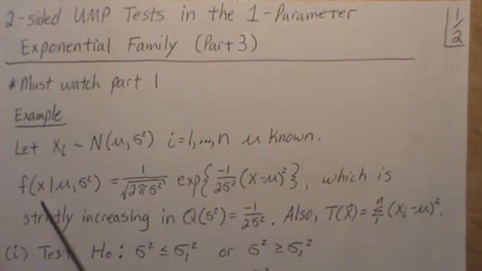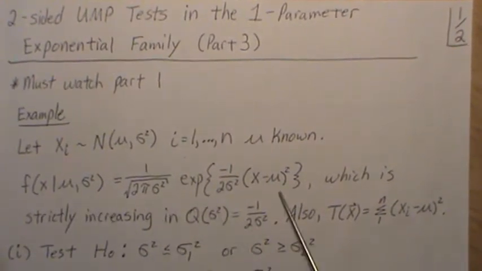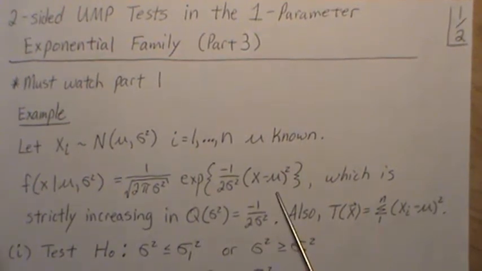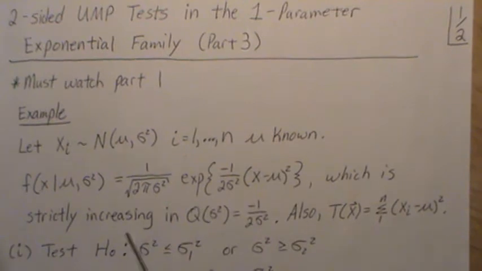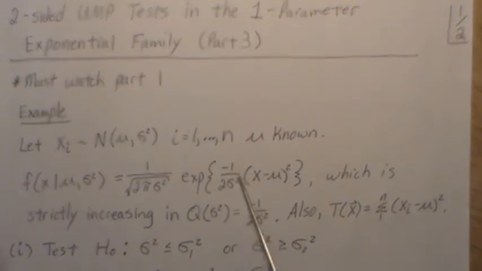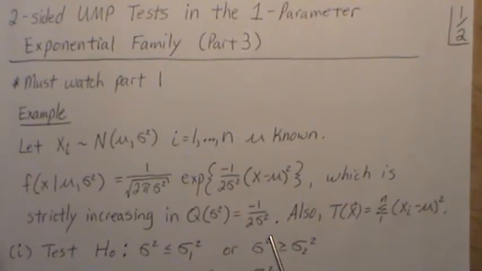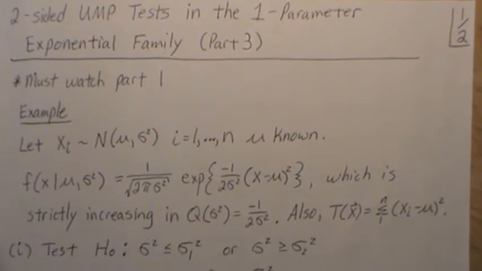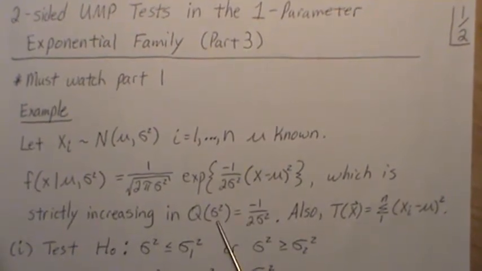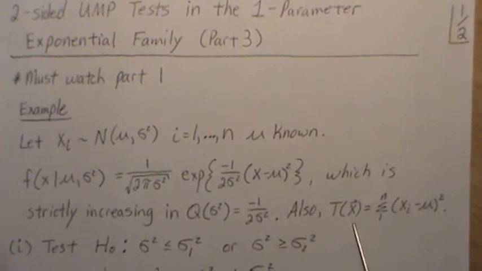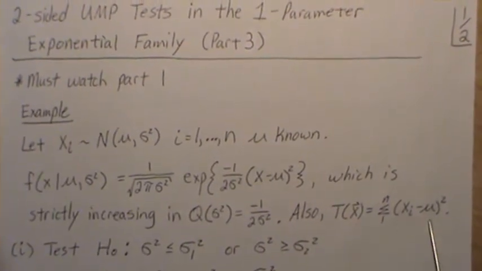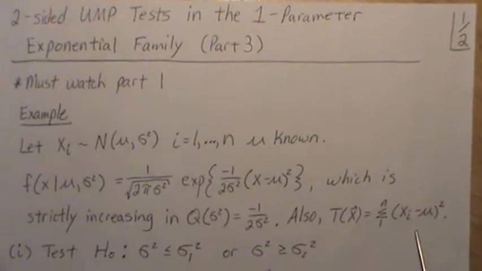So the density for a normal distribution, of course, is this. Now it's already sort of in exponential form, which is strictly increasing in this parameter here, right? So it's increasing in sigma squared, and that also makes this value the sufficient statistic. So T, the sum of those, is our test statistic.